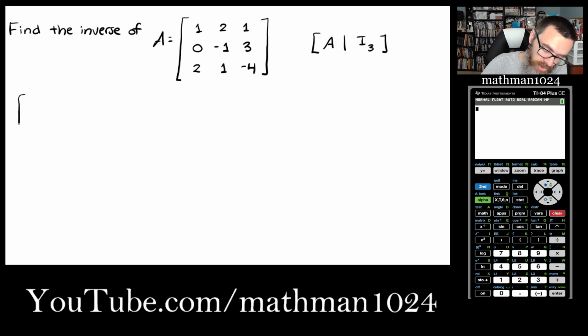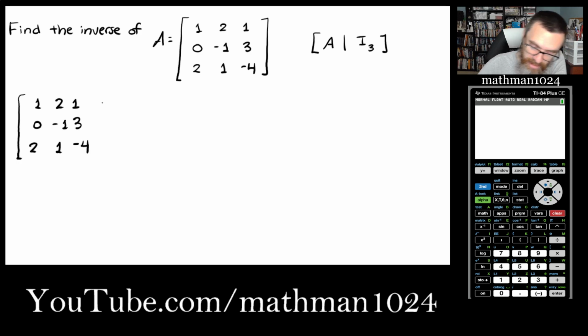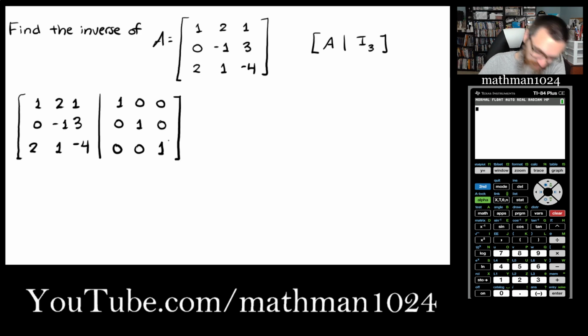Okay. So we start off by writing A, so it's 1, 2, 1, 0, negative 1, 3, 2, 1, negative 4, and on the other side we write the identity matrix, so it's 1, 0, 0, 0, 1, 0, 0, 0, 1. And our goal is to, by using the Gauss-Jordan method, get the identity on the left side, basically do the reduced row echelon form on the left, and what we're going to see after we do that is you'll have the identity on the left, you'll have the inverse on the right half.